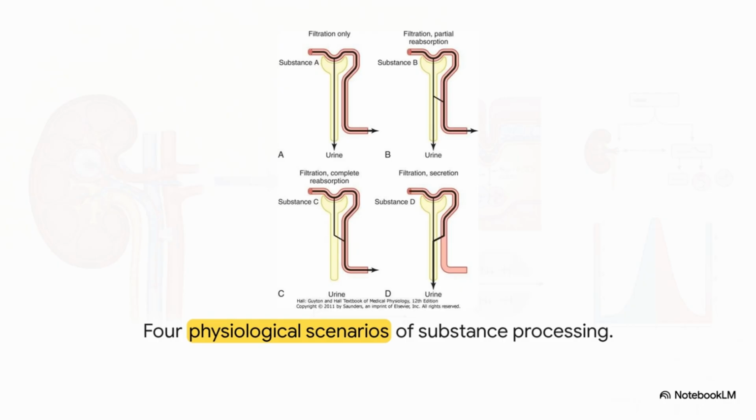Substance C is something the body really wants to hold on to, like glucose or amino acids. It gets filtered, but then it's completely reabsorbed. Under normal conditions, you won't see a drop of it in the urine. Finally, substance D. It's filtered, sure, but the body really wants it gone, so it actively secretes even more of it from the blood into the tubule to clear it out as fast as possible.